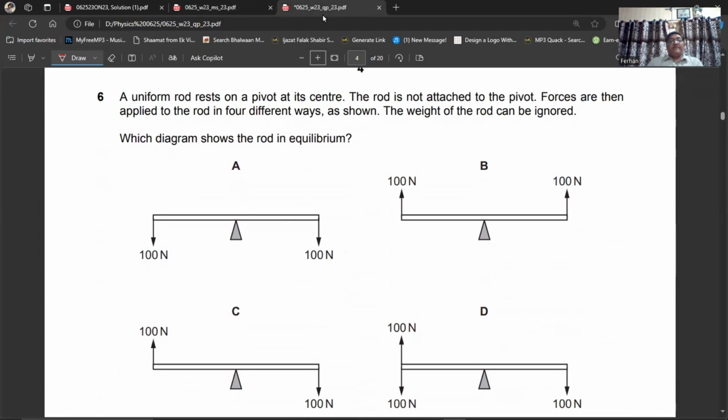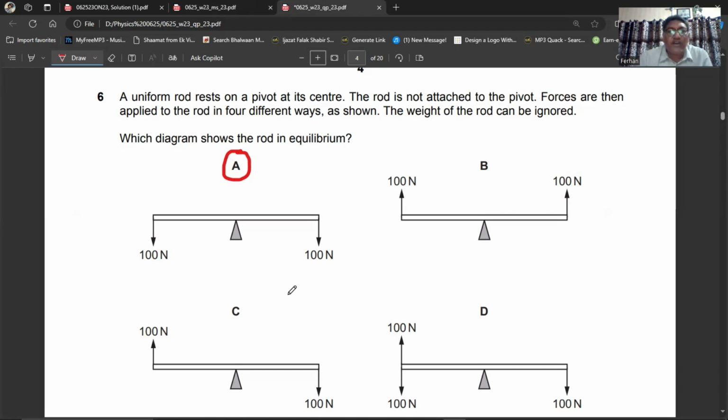You see, if you look at here, this is 100 Newton force producing clockwise moment. This is 100 Newton force producing anti-clockwise moment. This is the center. These two forces are acting on the extreme ends. So this will be 100% in equilibrium. In this one, both the forces are acting in the upward direction, and the pivot is under. So the forces will not be balanced. So this is not in equilibrium.